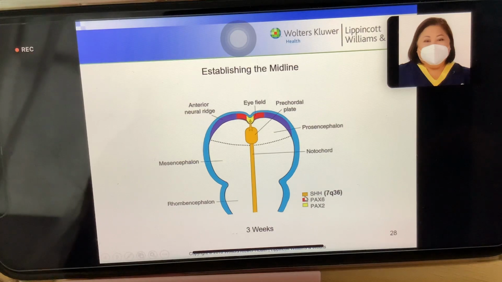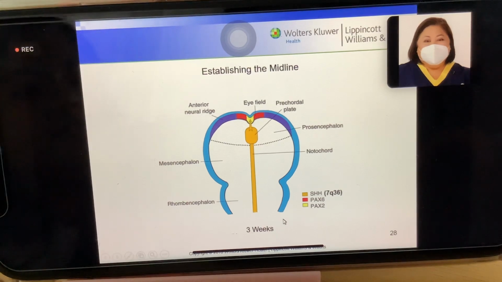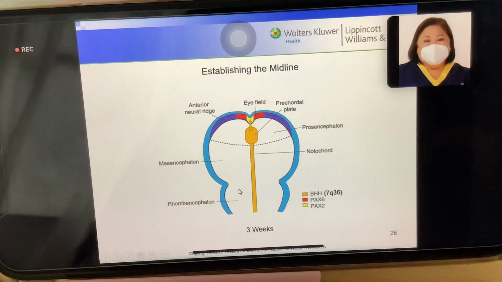So we go to the illustration showing when the midline is established. So midline is established during the third week of development, including the eye field, which is initially a single field across the midline. So SHH is the gene that is critical for establishing the midline, including separating the eye fields. So note that the midline is established at approximately 3 weeks, a time when most moms do not know that they are pregnant.